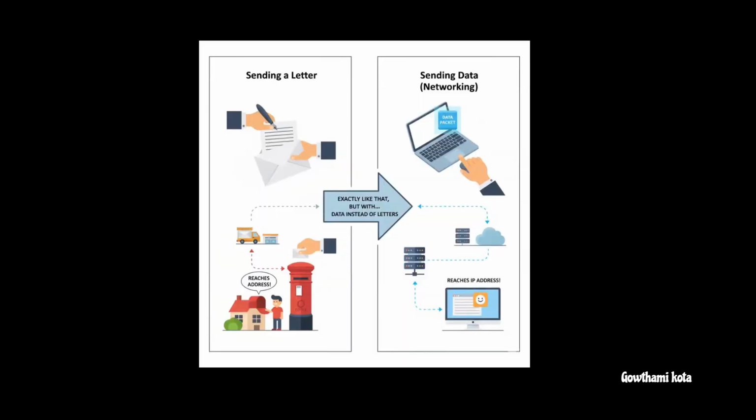Imagine you are sending a letter to your friend who lives in another city. You write the information that you want to convey to your friend in a letter, put it in an envelope, and drop it in a post box by writing the address and all. Now, the postal system ensures it reaches the correct address, right? So, this is exactly what happens when it comes to networking. But instead of letters, we send the data from one device to another device.